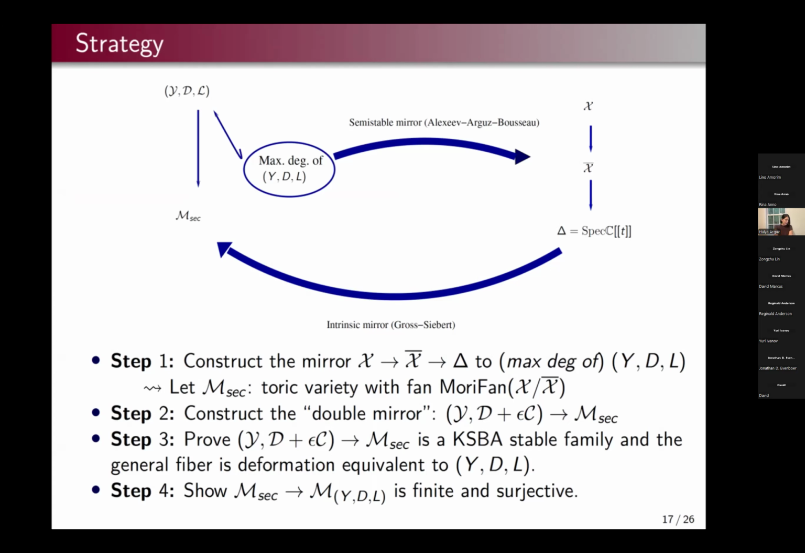And in the more recent framework of intrinsic mirror symmetry of Gross-Siebert, they do construct mirrors to maximal degenerations of arbitrary Calabi-Yau or log Calabi-Yaus, however, with the technical assumption that such degenerations should be so-called log smooth, and these degenerations in the KSBA moduli space are typically not log smooth. So we needed to describe how we can construct or understand the mirrors of such maximal degenerations.